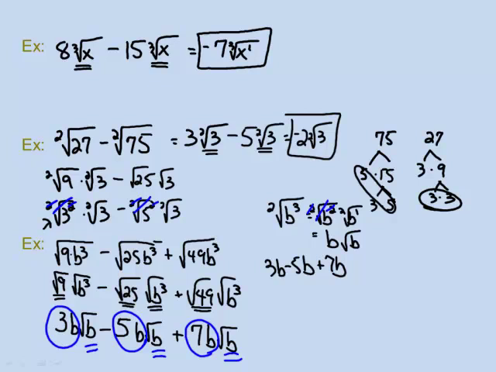3b minus 5b is negative 2b. Negative 2b plus 7b is 5b. And then, in addition to that, we have attached our like radical, which is square root of b. So therefore, for our final answer, 3b square root of b minus 5b square root of b plus 7b square root of b gives us a final answer of 5b square root of b.